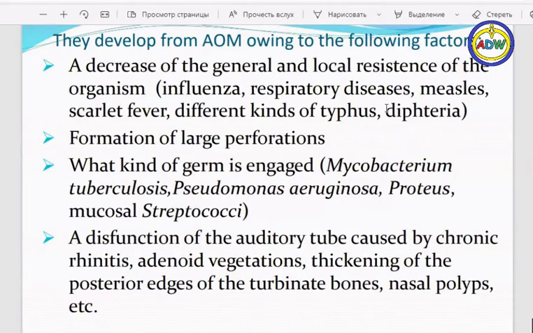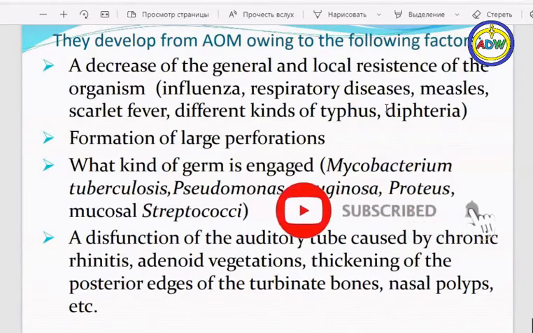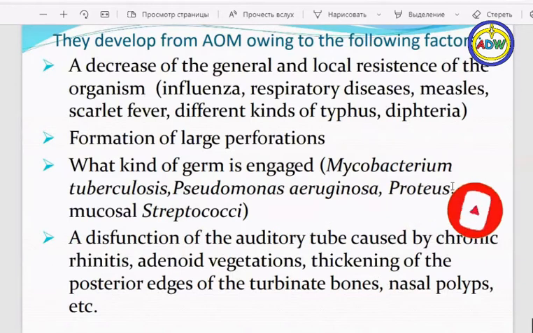Next, what kind of germ is engaged? Mycobacterium tuberculosis, Pseudomonas aeruginosa, Proteus, mucosal streptococci. And if these microorganisms are present, the antibiotics which we use may not affect them.